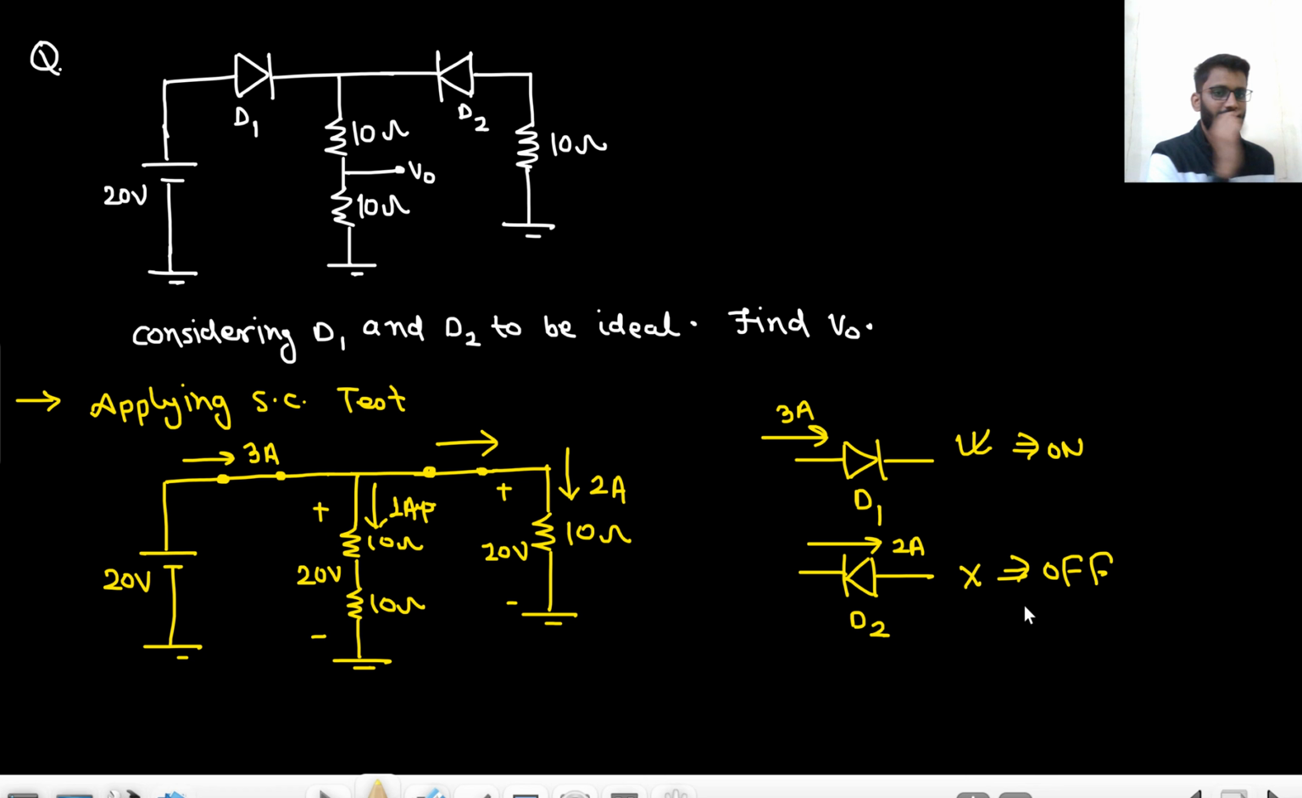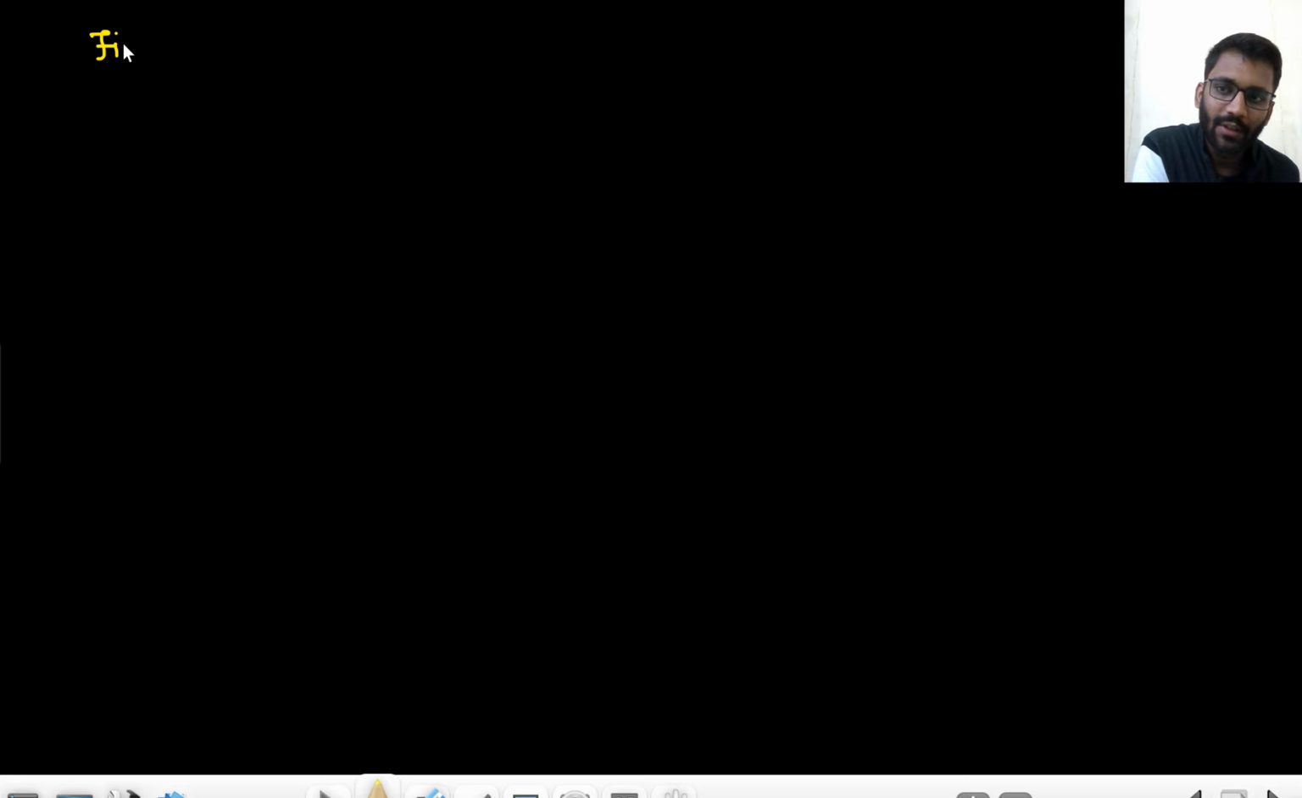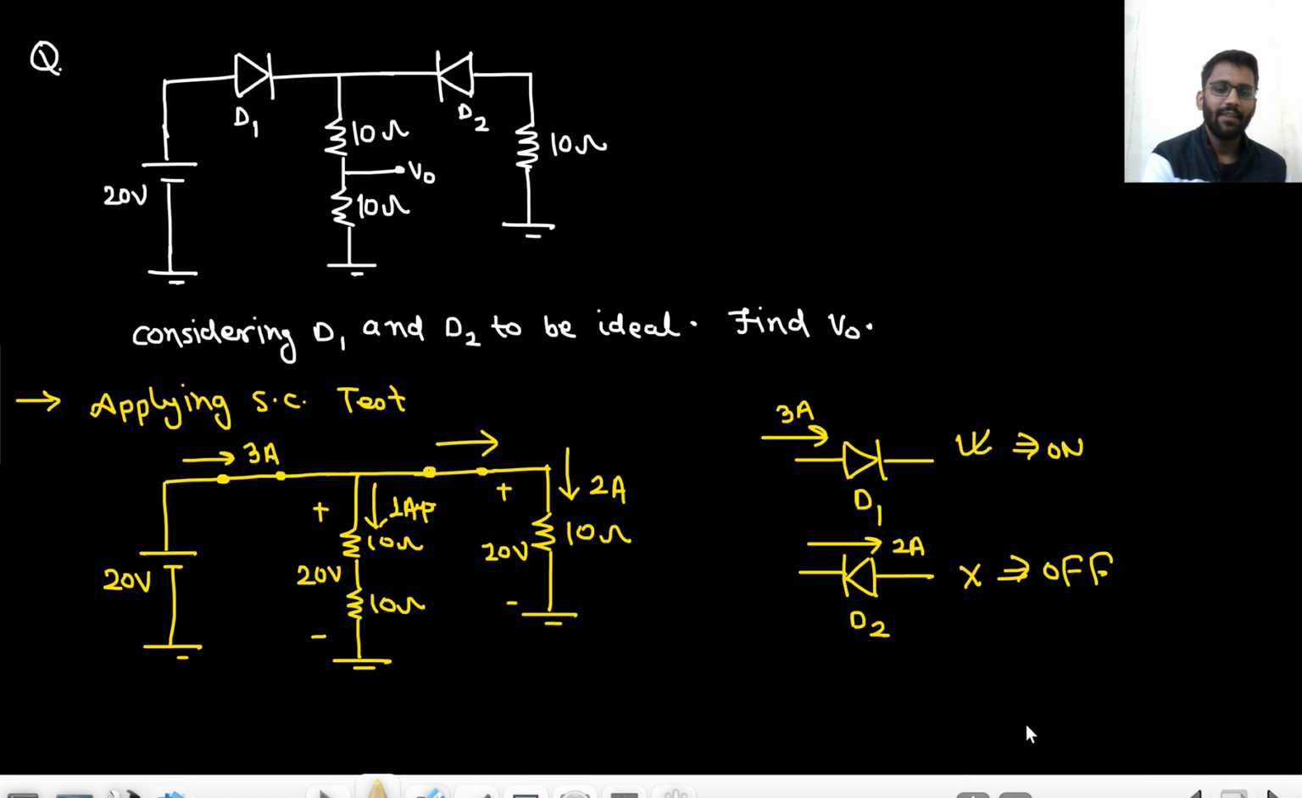Now, if someone asks you what is the diode current, what is ID1? Is it 3 ampere? No, it's not 3 ampere. Why so? Because you calculated 3 ampere considering this diode to be on, but actually this diode is off. So, what is your actual circuit? This will be open circuited, right? So, what is my final circuit? Diode D1 is on and diode D2 is off. Okay. So, if someone asks you what is ID1, you can't say ID1 is 3 ampere.